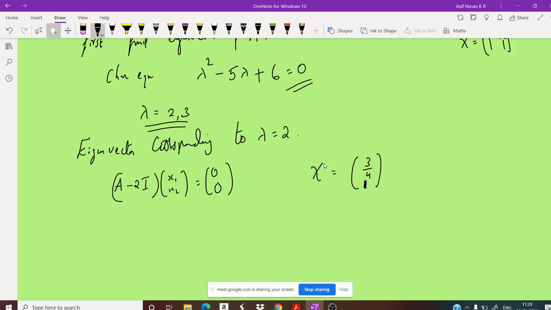Okay. How to make it very simple? With 3 by 4 and 1, you can multiply by 4. Then you can take X equal to [3; 4]. 3 by 4 and 1 is also correct, but we need a simple eigenvector. Any multiple of [3/4; 1] is correct. So I am multiplying by 4 so that I get 3 and 4. Have you got any doubt?